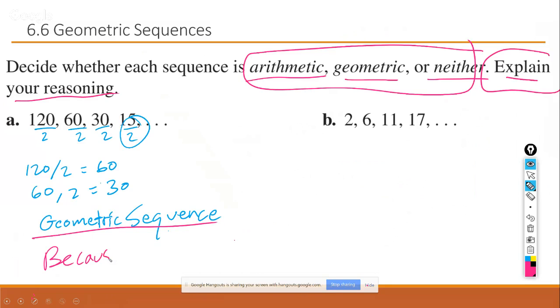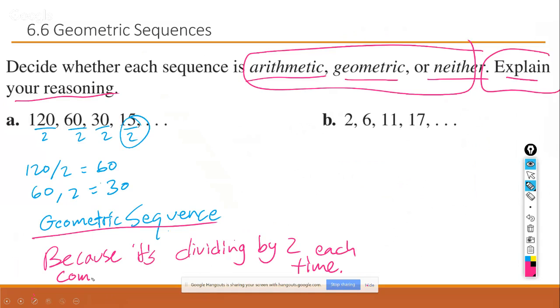Because it's dividing by 2 each time. If you want to be fancy, you can write the common ratio is 1/2, because we're multiplying by 1/2 to everything. And that's another way to divide. So this would be my answer.